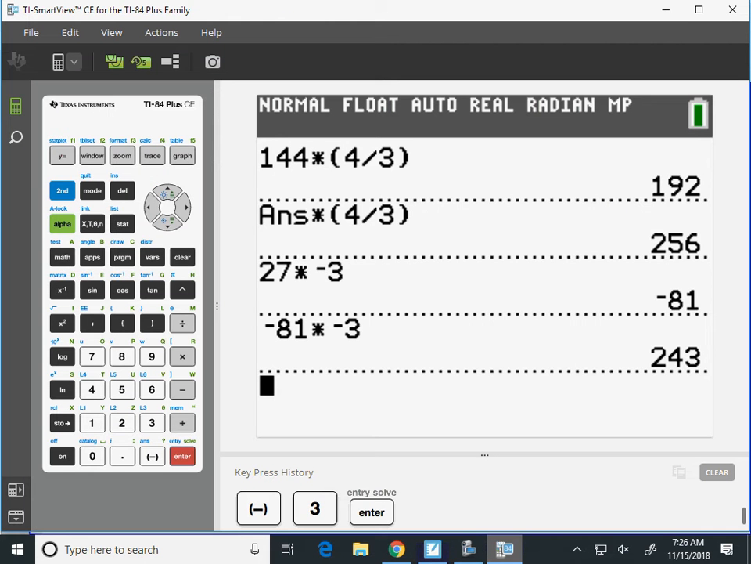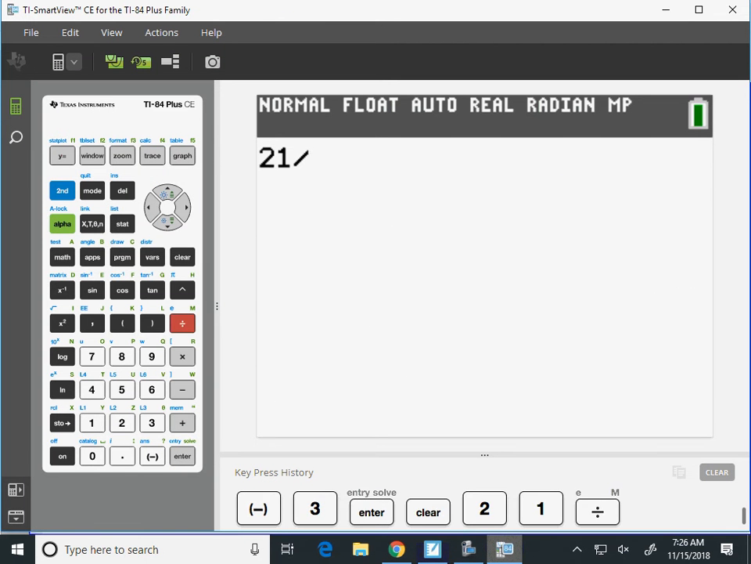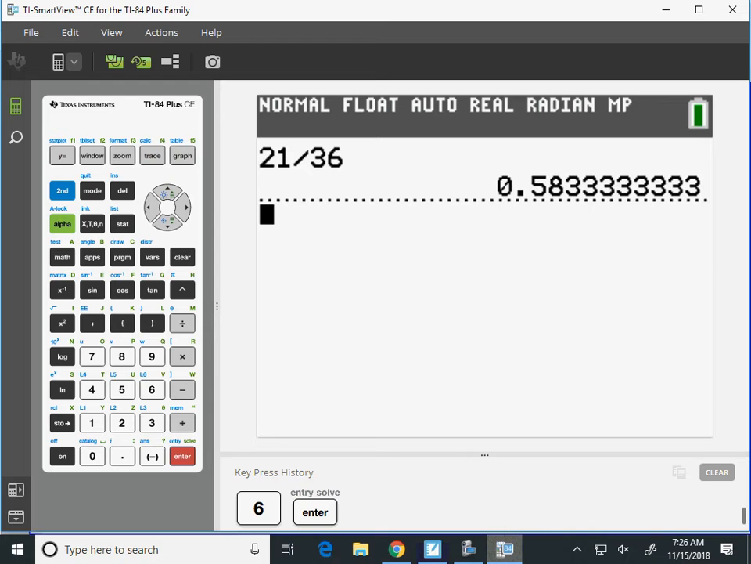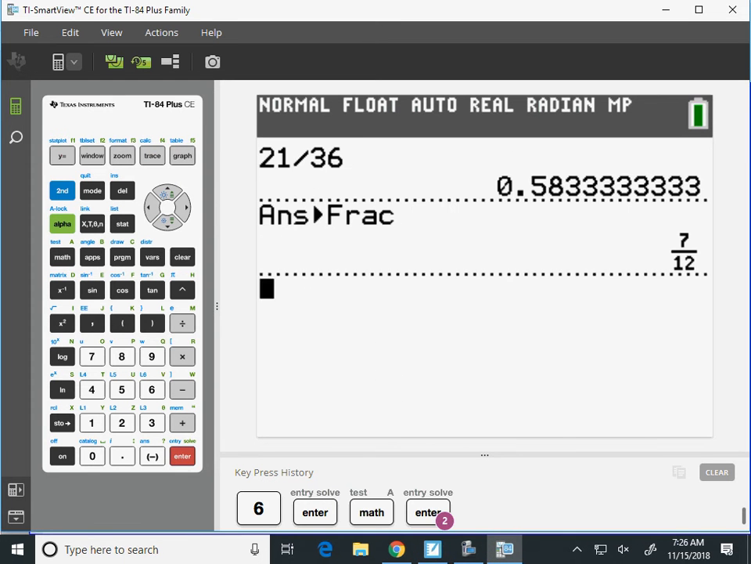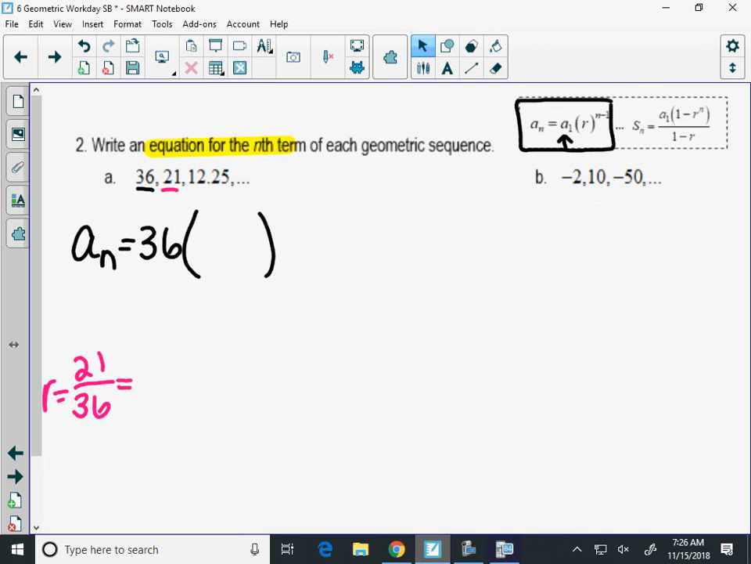So if I go back to my calculator and do 21 divided by 36, I get a weird looking decimal. Let's turn that into a fraction here. And we see that the ratio is 7/12. So since 7/12 is my common ratio, that goes in the parentheses here. And then the formula is finished by adding the exponent n minus 1. That's the equation you would use to find any other term or the nth term of our sequence.